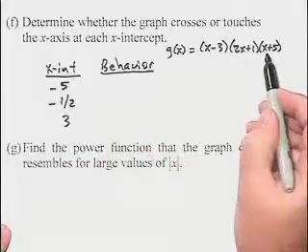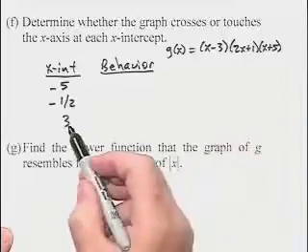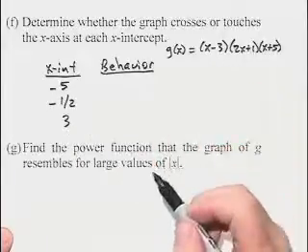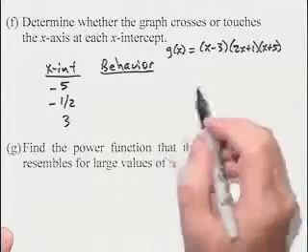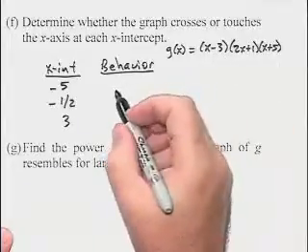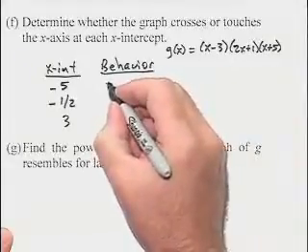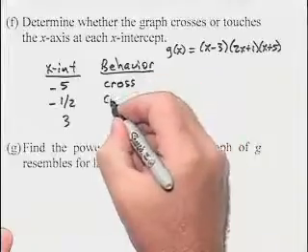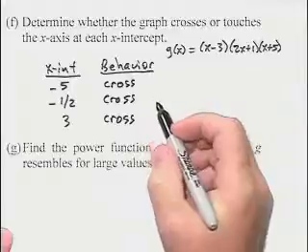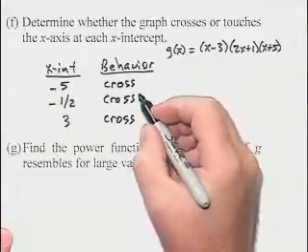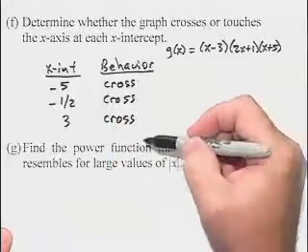The negative 5 comes from the factor x plus 5. The negative 1/2 comes from the factor 2x plus 1. And the 3 comes from the factor x minus 3. Since each of these factors has an odd power, the multiplicity is odd. And the behavior for an odd multiplicity is that the graph will cross at each of these x-intercepts. Had the multiplicity been even, the graph would have just touched the x-axis at the x-intercept. But each one of these had odd multiplicity, so the graph will cross at each one.